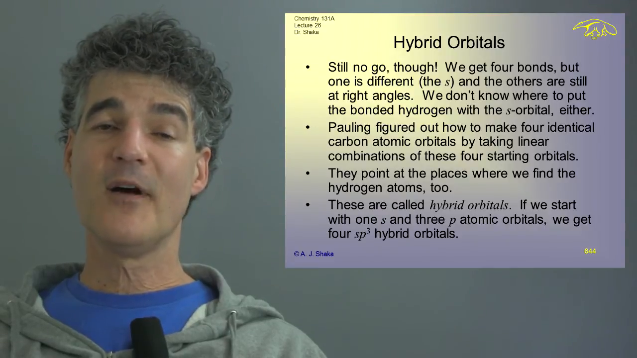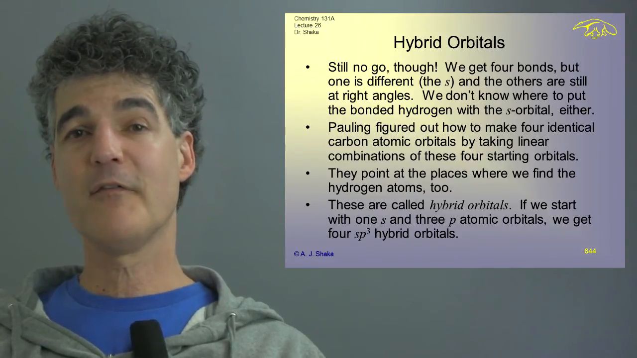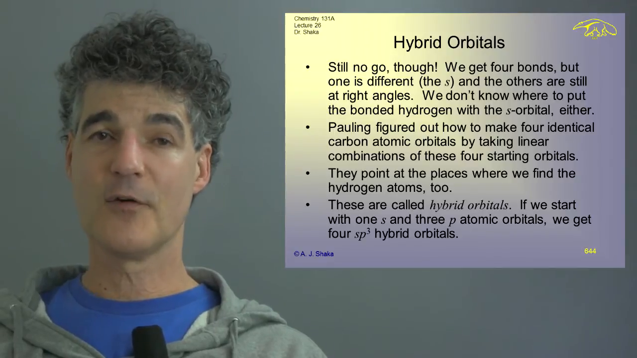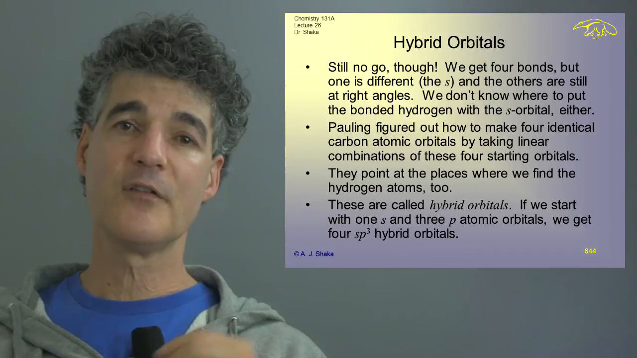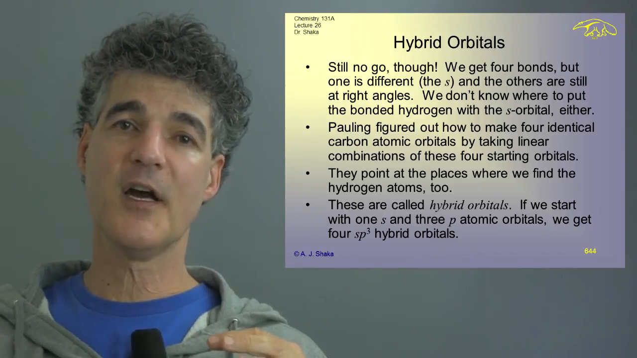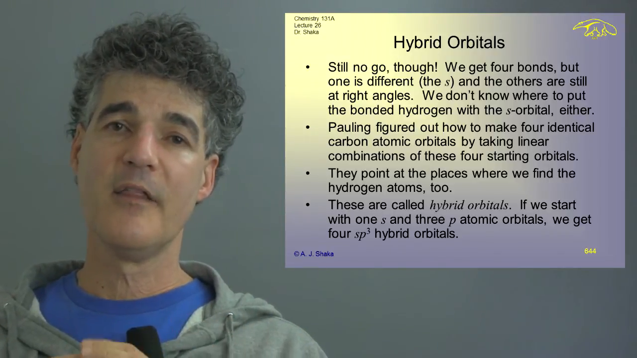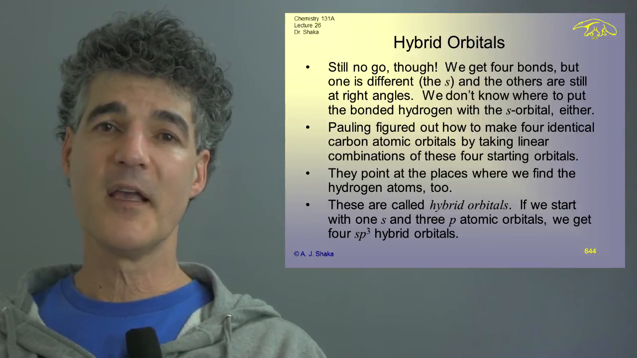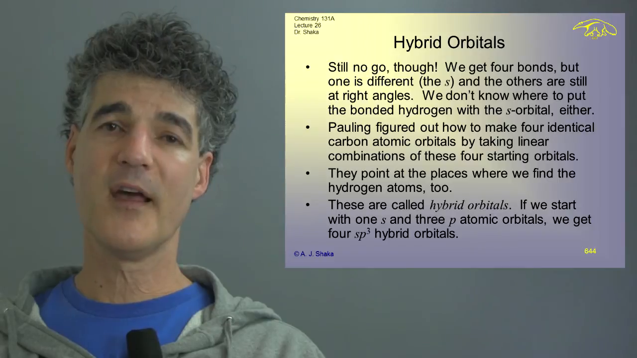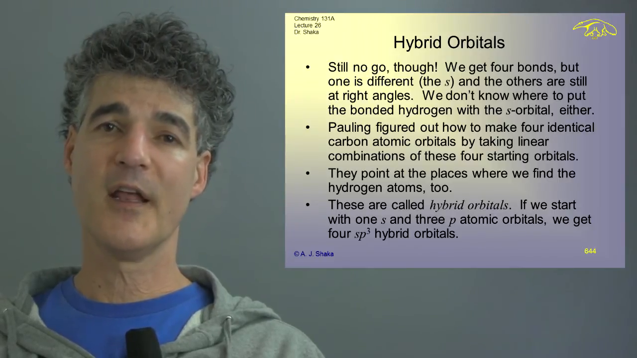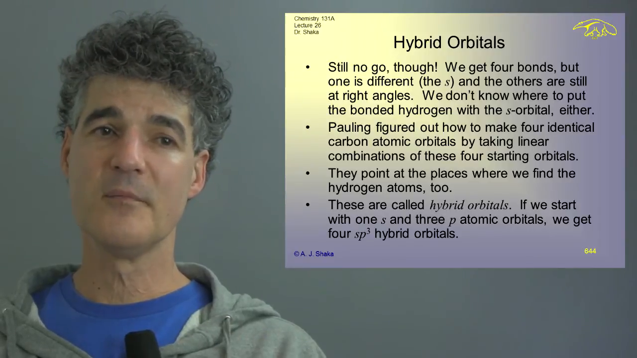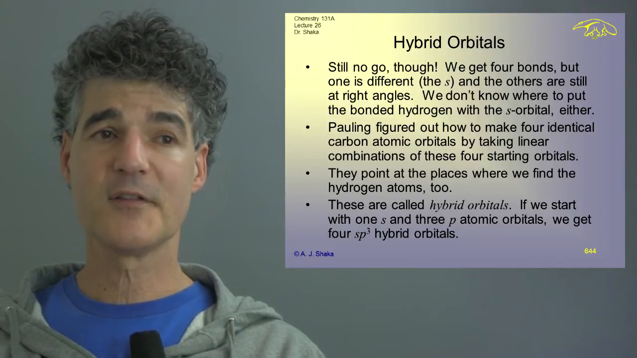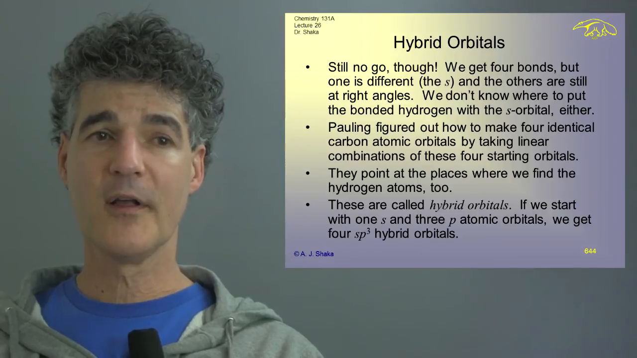Now, still though, I've got no go because I've got 4 of these orbitals, but one of them's an s and 3 are p. And so if I just naively combine each hydrogen with 1 orbital, then they aren't going to all be the same. And because the s is round, I'm kind of at a loss as to where to put that 4th hydrogen anyway. Where should it be? And the other should be at 90 degrees still. So that's not going to work.